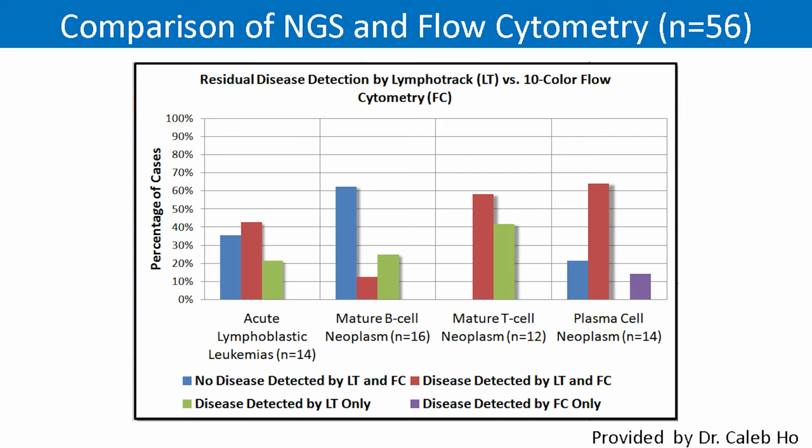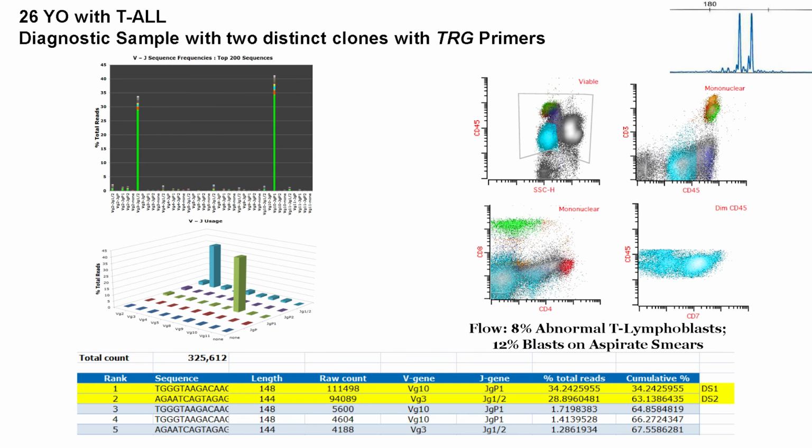The only disease process where this was not the case was the plasma cell neoplasms, where the LymphoTrack did not pick up some of those cases, but it was actually the flow cytometry that detected disease and not the NGS assay. And we will go back to these specific samples because on follow-up of the patient, these turned out to be false positive by flow cytometry.